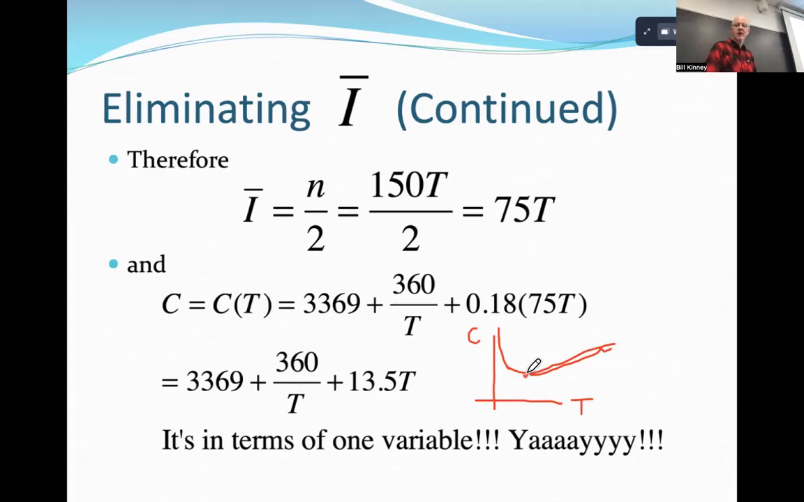Somewhere there's a low point, it seems. There's got to be. By the way, the graph doesn't ever go below 3369. That would be a quantity maybe about there. So it would be 3369.